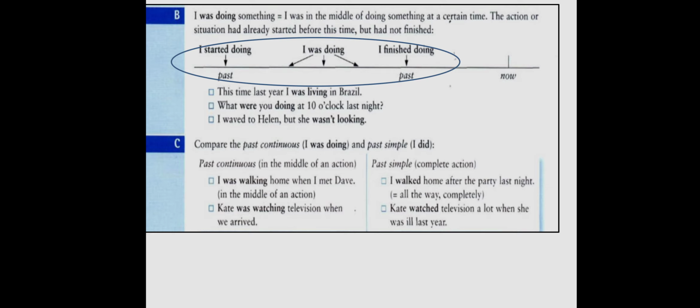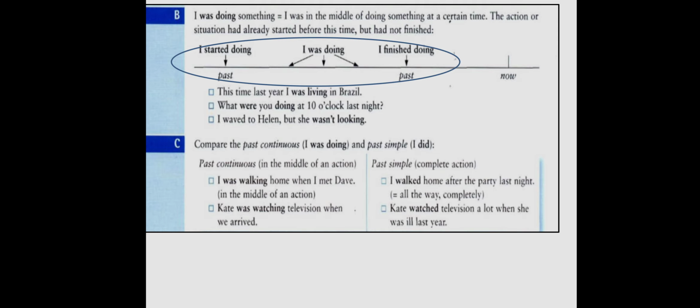Let's move to point C. Compare the past continuous, I was doing, and the past simple, I did. Here is a comparison between past continuous and past simple. Past continuous is used when you are in the middle of the action at a certain point in the past. Past simple is used when you finished the action in the past, when the action is finished or completed in the past. Let's see examples of past continuous.